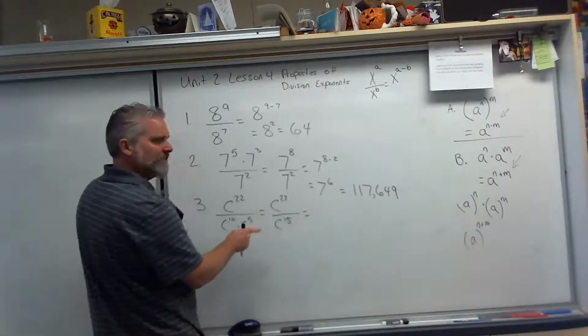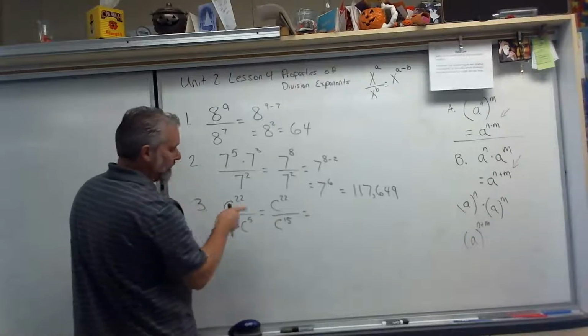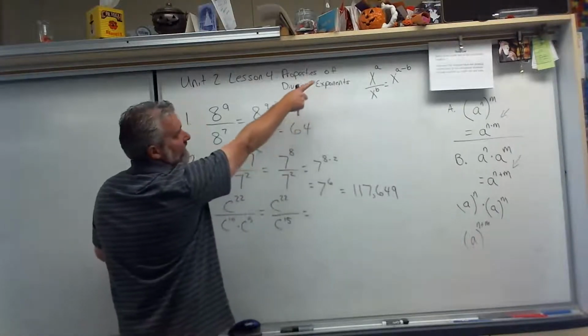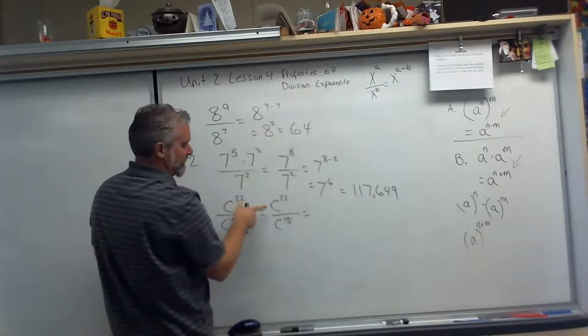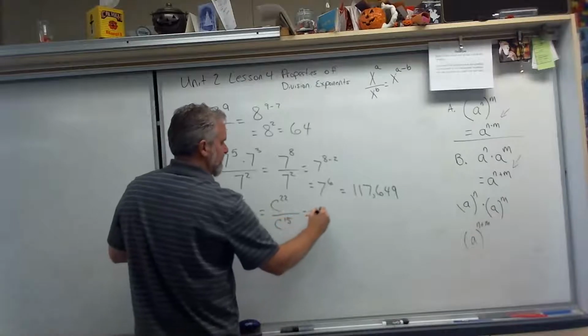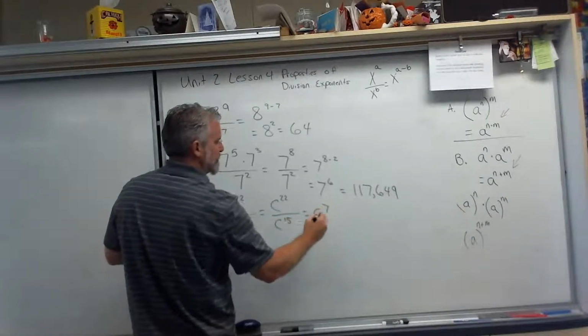Make sure you guys can see that on your screens at home. I think so. So now, again, we can follow this top formula. Top exponent subtracts the bottom exponent when the bases are the same. So 22 minus 15 equals C to the 7th power.